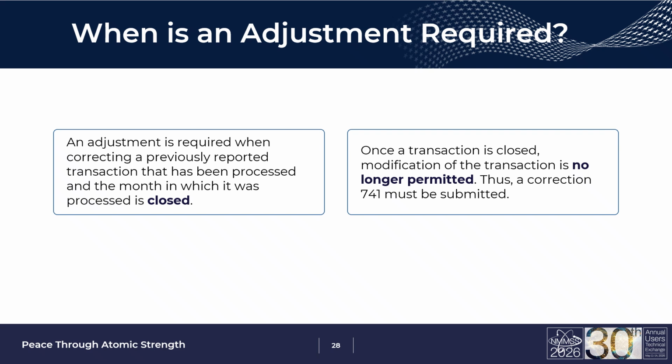So, when is an adjusting Form 741 required to be reported to NEMIS? An adjustment is required when correcting previously reported transactions that have been processed in NEMIS and the month in which they were processed is already closed. Once a transaction is closed, modification of the transaction is no longer permitted. Thus, a correcting 741 must be submitted instead.